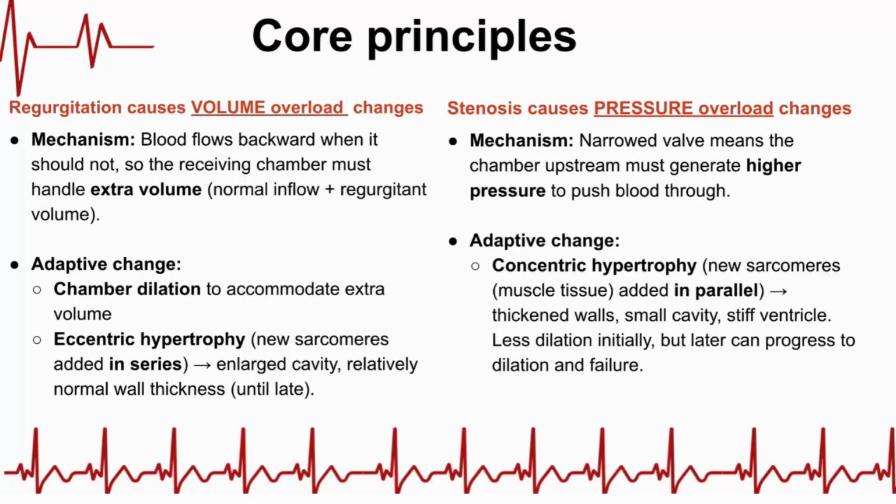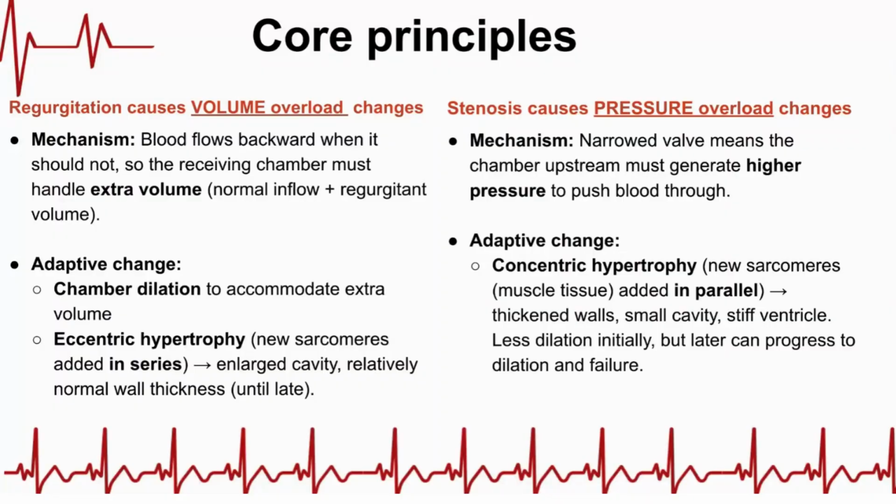Throughout this whole lesson, we will talk about different diseases, but I just want to really focus on the core principles of regurgitation and stenosis and what it does to the heart. Regurgitation causes volume overload changes. How does it do this? Blood flows backward when it should not, so the receiving chamber must handle extra volume of blood. That extra volume is called regurgitant volume.